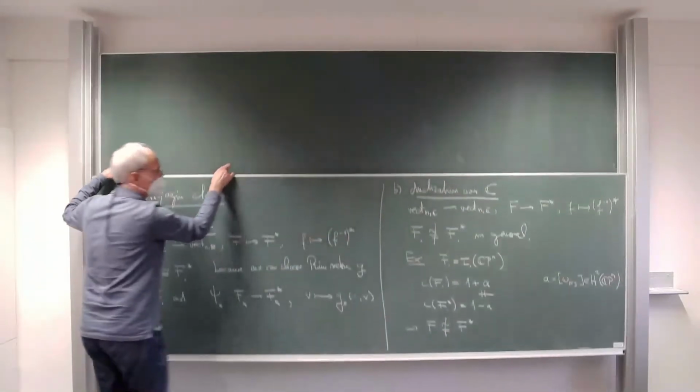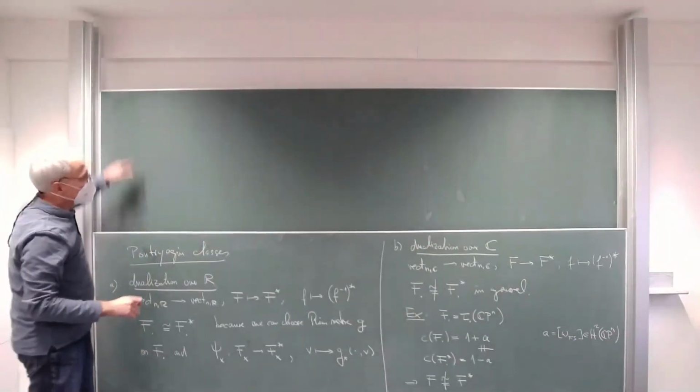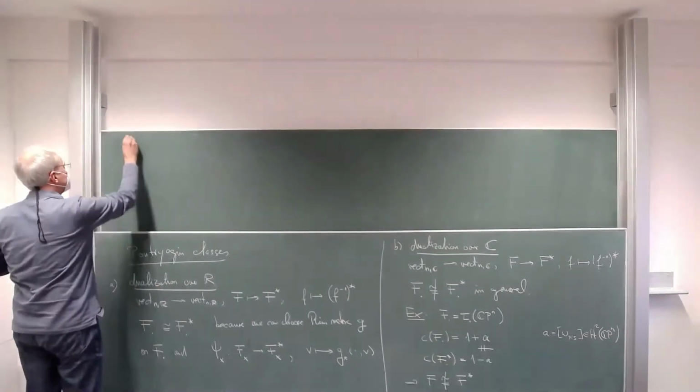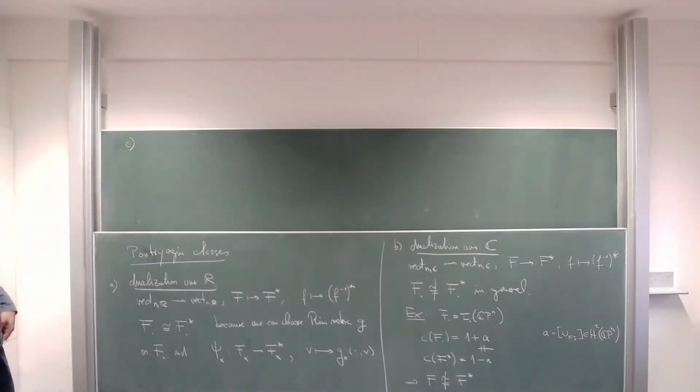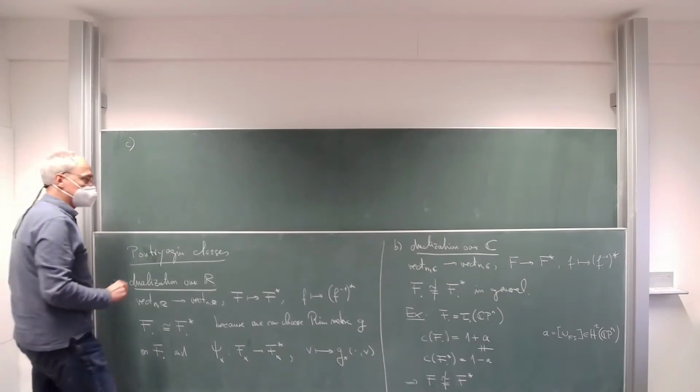Now, third remark. We can also do a different thing for complex vector spaces, and that's complex conjugation.